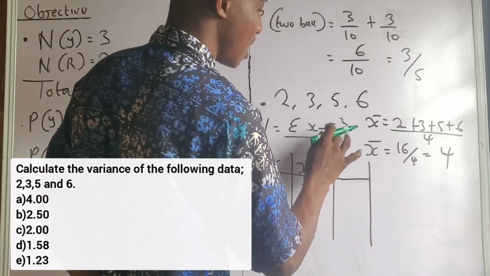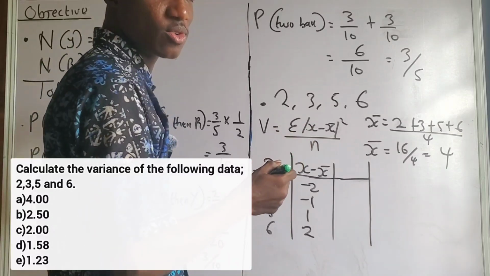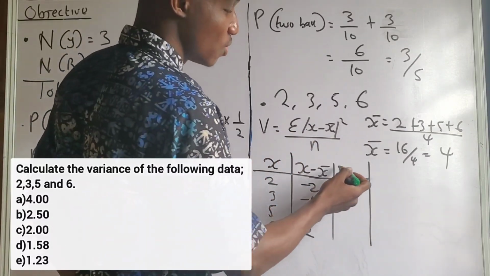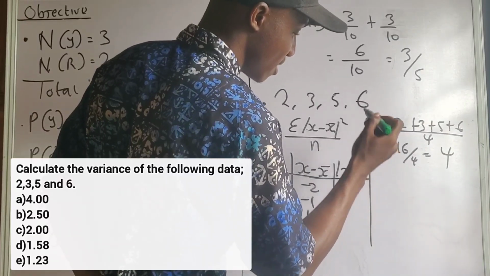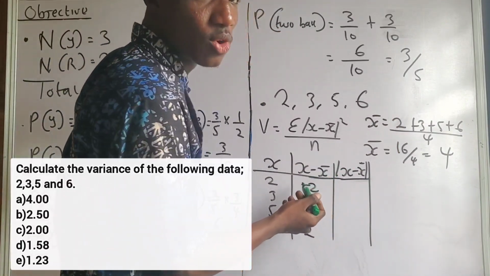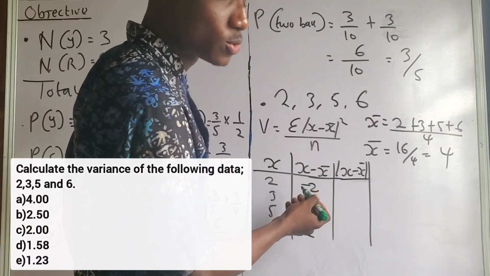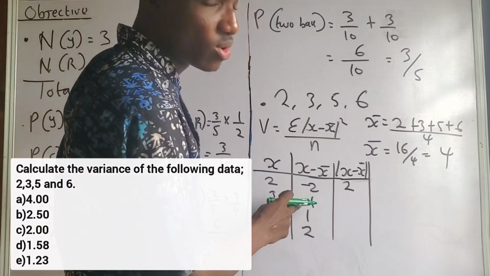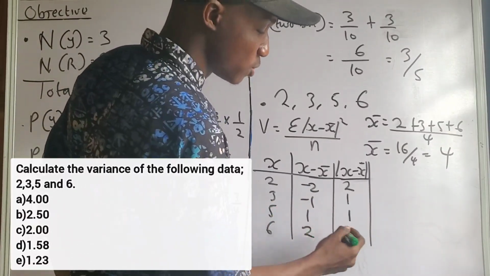Okay, let me put the absolute value sign. Are you getting it? The meaning of this is absolute value. That is, you are asked to just pay attention to x minus x bar. What I'm trying to say here is you are going to ignore the signs. You understand? Take the absolute value of 2 and absolute value of negative 2, you're going to have 2. Absolute value of negative 1 is 1. Absolute value of 1 is 1. Absolute value of 2 is 2.